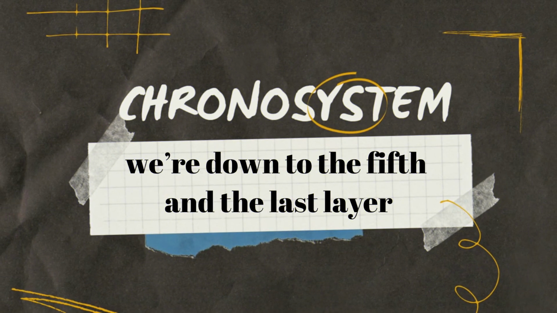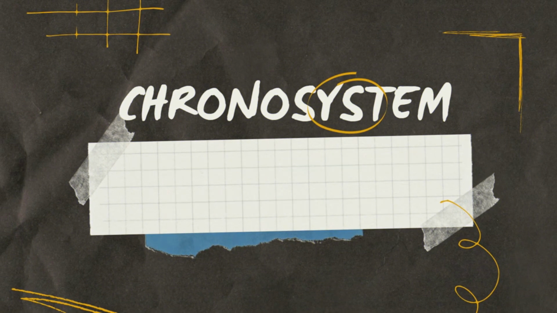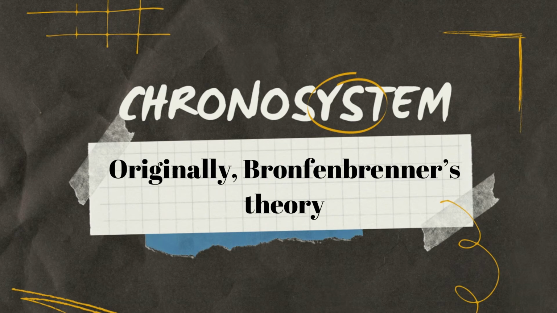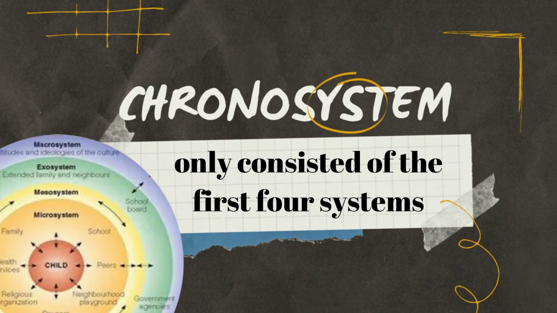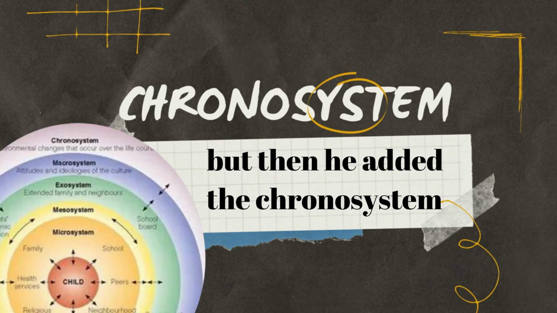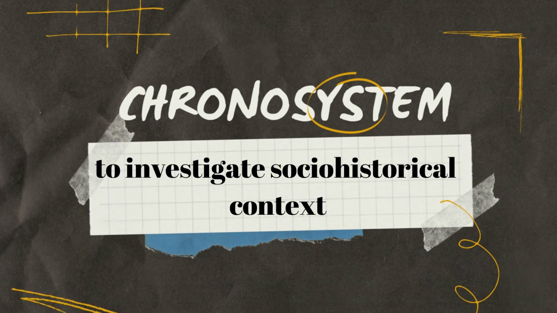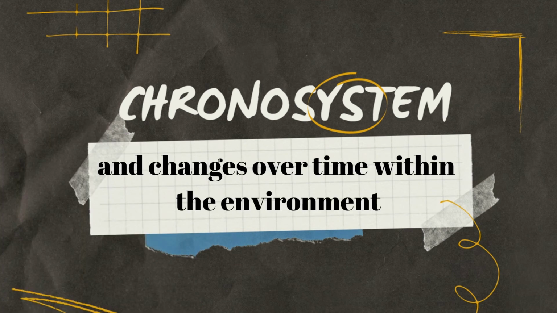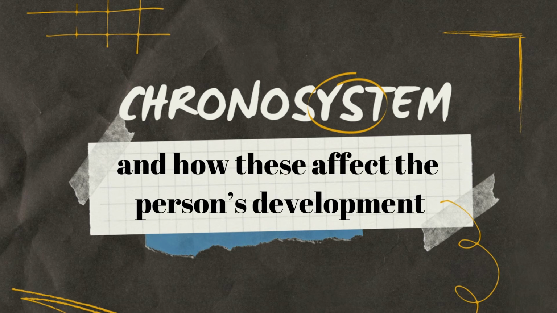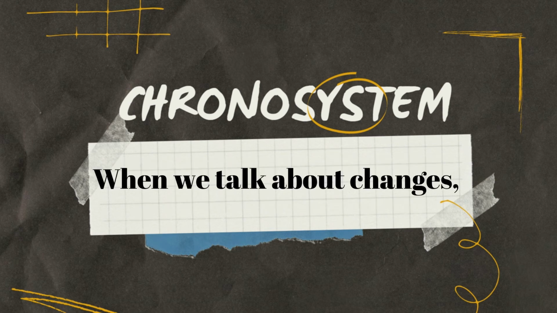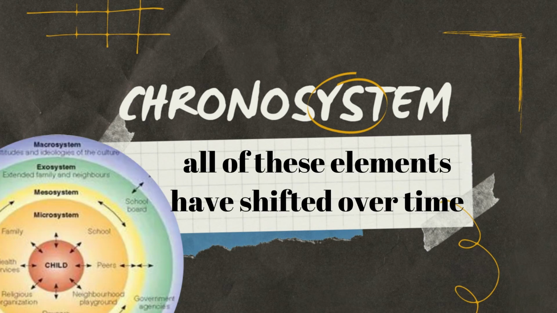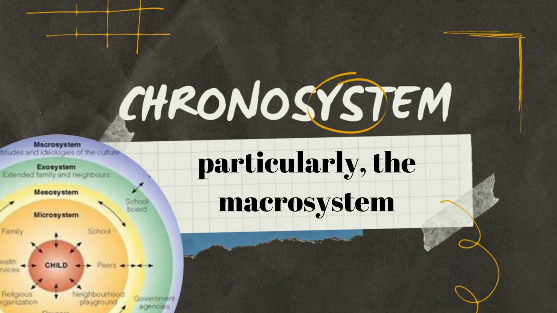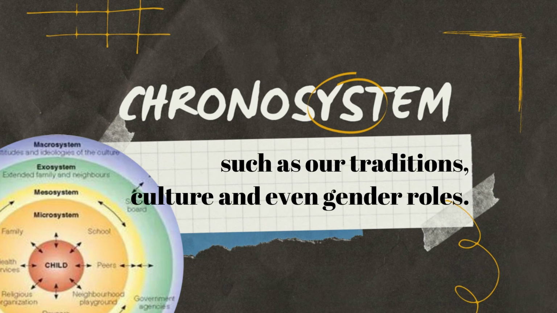We're down to the fifth and last layer, the chronosystem. Originally, Bronfenbrenner's theory only consisted of the first four systems, but then he added the chronosystem to investigate socio-historical context and changes over time within the environment and how this affects the person's development. When we talk about changes, all of these elements have shifted over time, particularly the macrosystems such as our traditions, culture, and even gender roles.